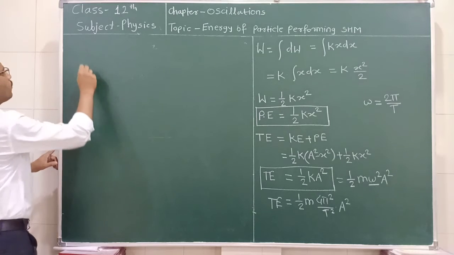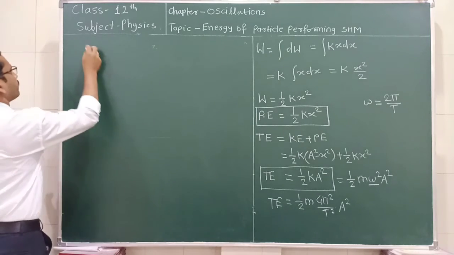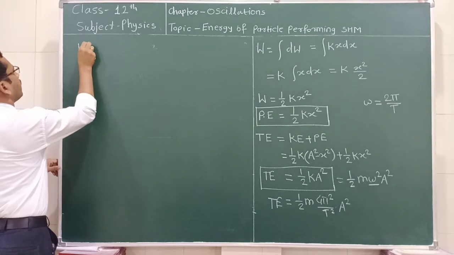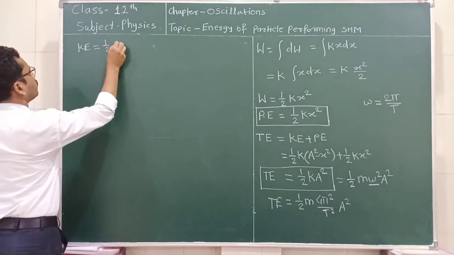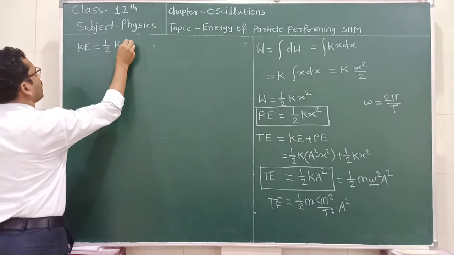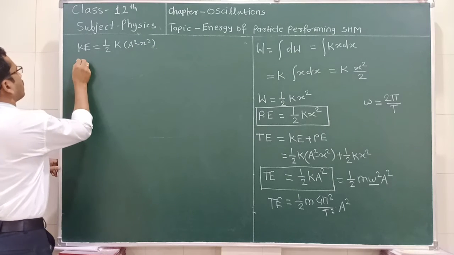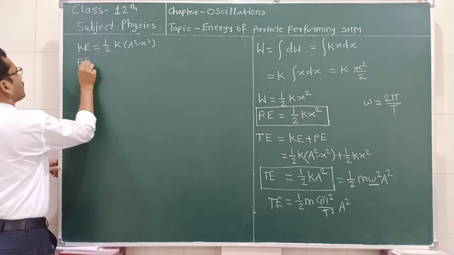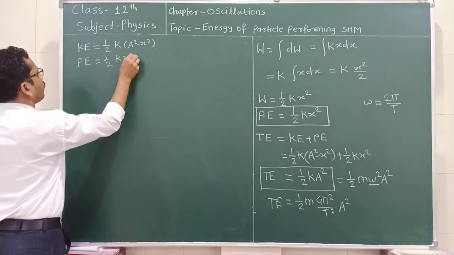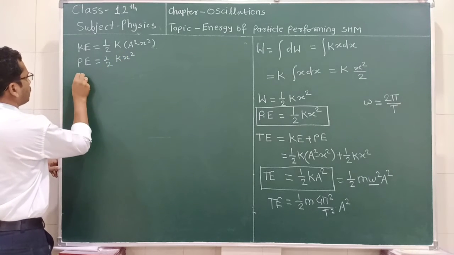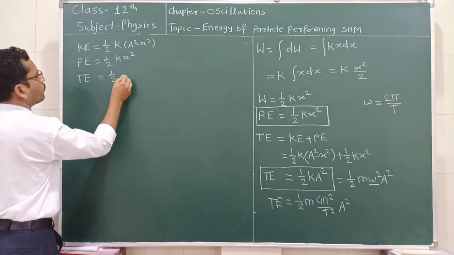So first of all, we are going to write all these three equations. What is the kinetic energy? The kinetic energy is equal to 1/2 k (a² − x²). Potential energy is equal to 1/2 k x², and the total energy is equal to 1/2 k a².